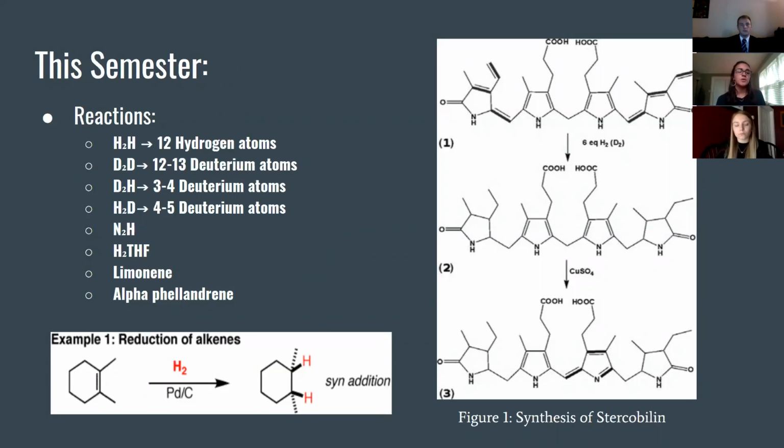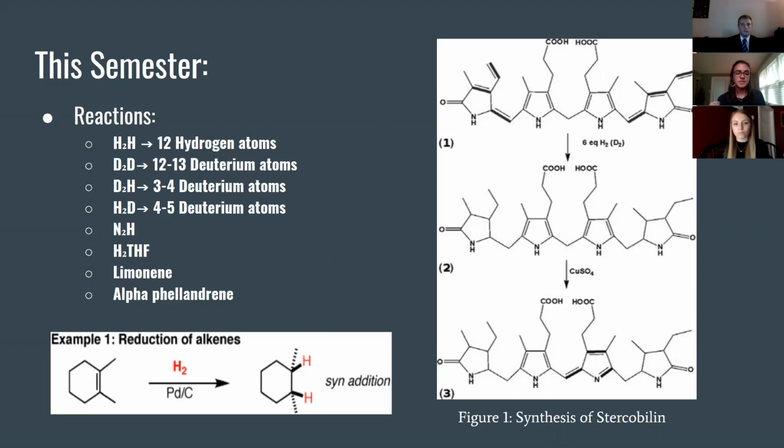So if you look to the lower left, example 1 is the reduction of an alkene, which is a double bond going to a single bond, with hydrogen gas and palladium, and we used glacial acetic acid in order to get the single bond. It's the gas that we use in the reaction that adds the atoms in order to get a single bond. So what we have done this semester and in semesters past is a series of reactions to try and create stercobilin and try and mark it.